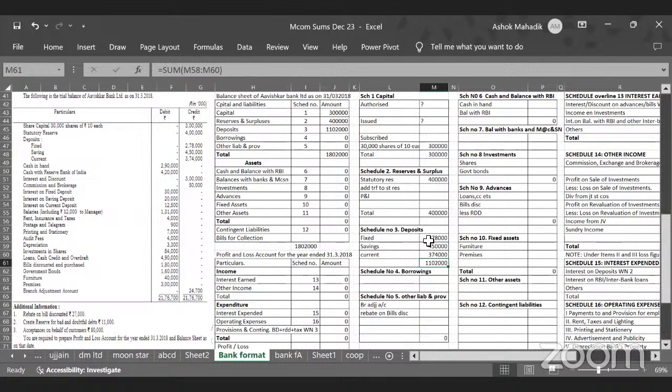Then we have cash in hand. So cash in hand will go to schedule number 6. So cash in hand we have here. How much is the amount? 2,90,000. So I'll post it.